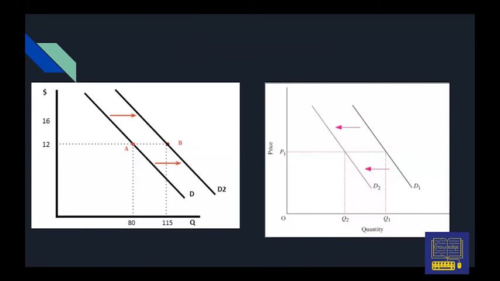As we can see in these two diagrams, in the diagram on the left, there is a rightward shift in the demand curve. What this is telling us is that for the price of $12, there is an increase in the quantity demanded for the product from 80 to 115 units. Whereas the diagram on the right shows us a leftward shift in the demand curve, which means that for a price P1, the quantity demanded for that product has reduced from Q1 to Q2 units.